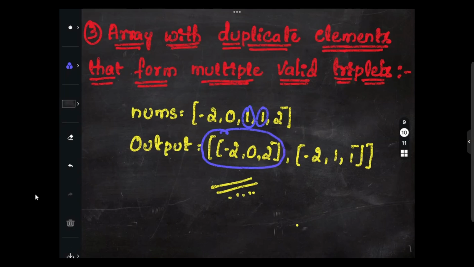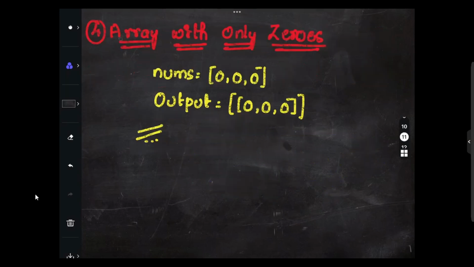By this time you have to be familiar with the approach. You can just write out in the same way. -2, 0, 2 will lead us to 0, and -2, 1, 1 also. This -2 plus 2 will lead us to 0. So these two triplets will lead to 0. So the output that we need to return here in this case is -2, 0, 2 and -2, 1, 1. This is for the condition array with duplicate elements that form multiple valid triplets.